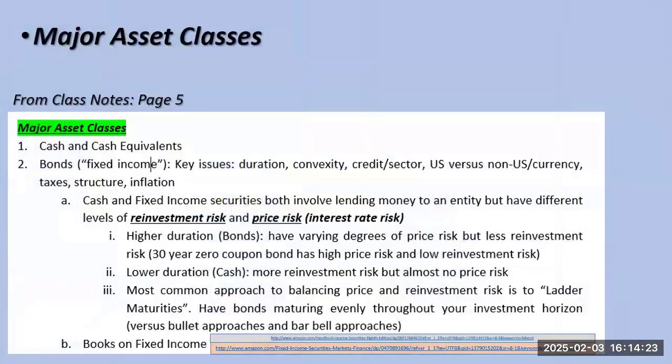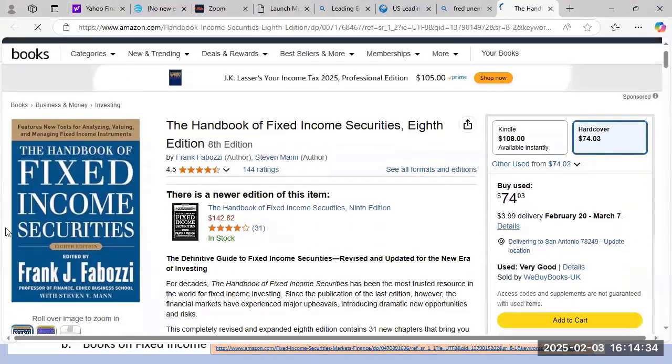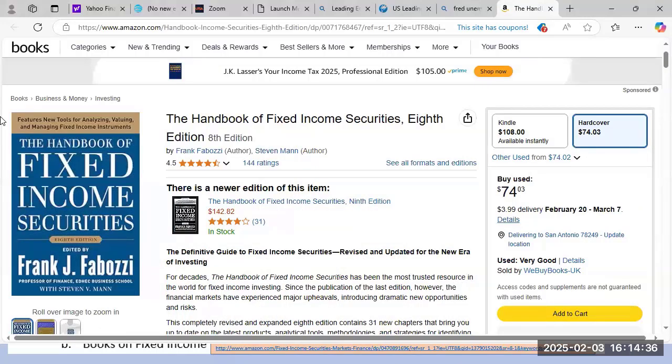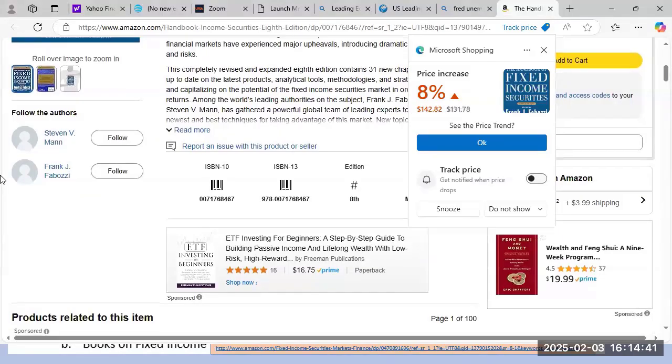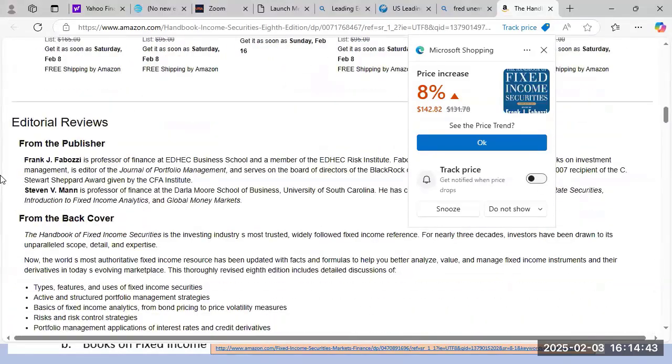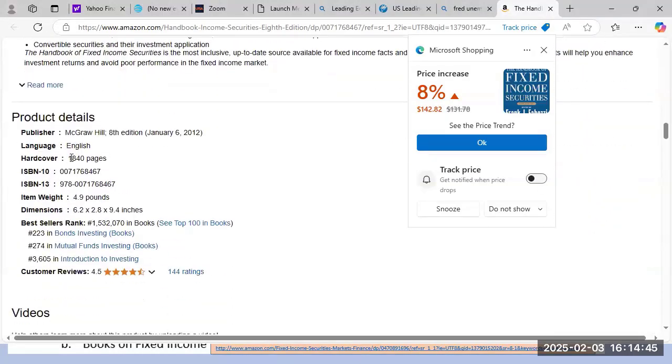So if we look at these major asset classes, bonds, cash, fixed income, I'll show you a couple of books here. The most famous one is Fabozzi, Frank Fabozzi. I think he's still living. He wrote this book, The Handbook of Fixed Income. It is a long, long book, almost 2,000 pages long. So this is not a book you would read. This is a book you have in your library as a reference.